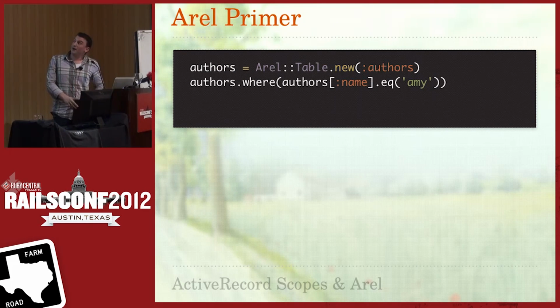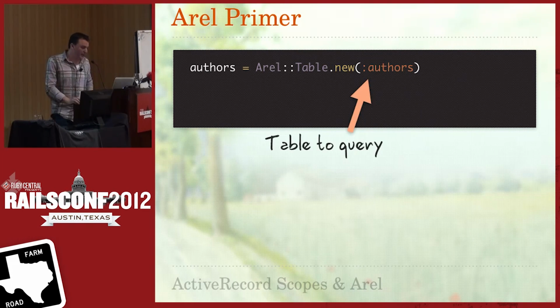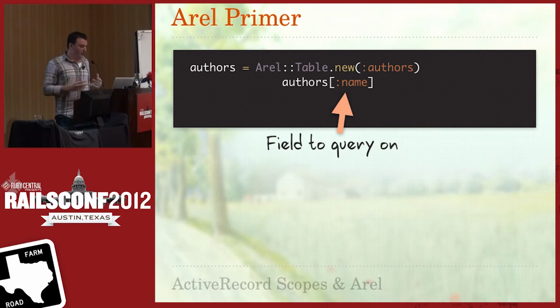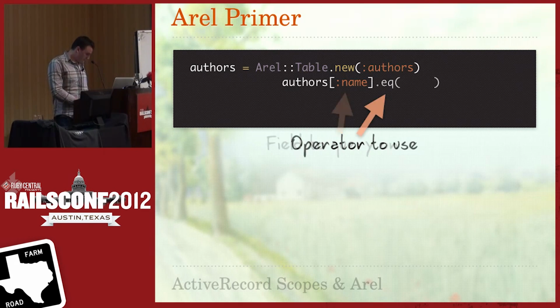Well, that's not going to make a whole lot of sense, so let's break this down real quick. Here we're grabbing the table that we want to query on. We're defining the table, so in this case, we want to look at the authors table. And then we want to query on a particular column of that table, in this case, name. This is how you specify the particular column you want to operate on.